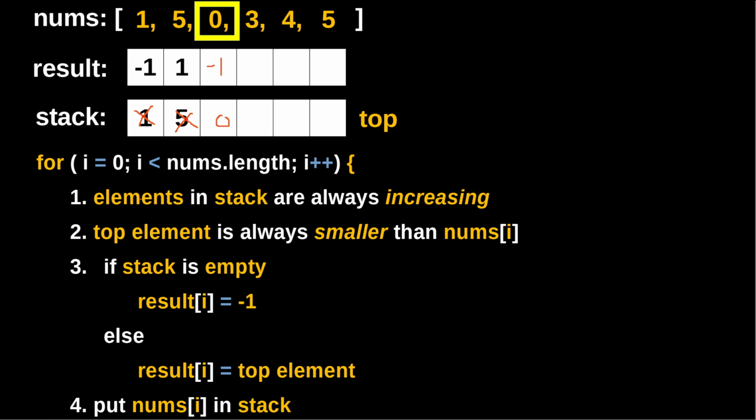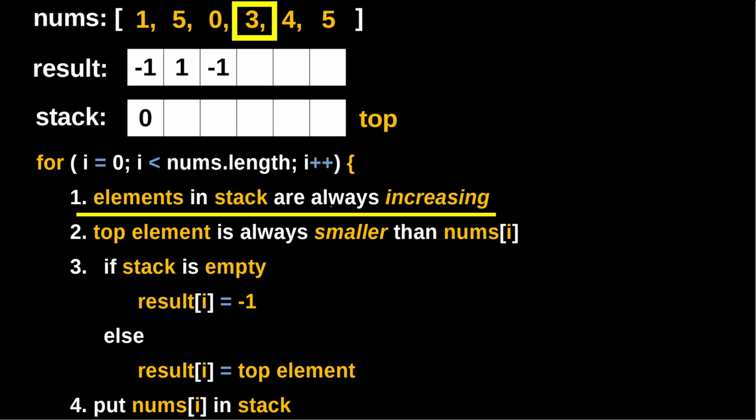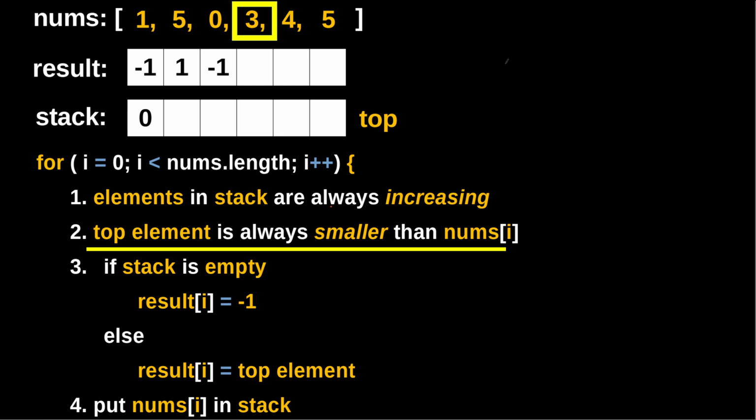Next element is number 3. Elements in the stack are always increasing? True. Top element is smaller than nums of I, true. And then the results of I is the top element, so we put 0 here, and then we put 3 on the stack.